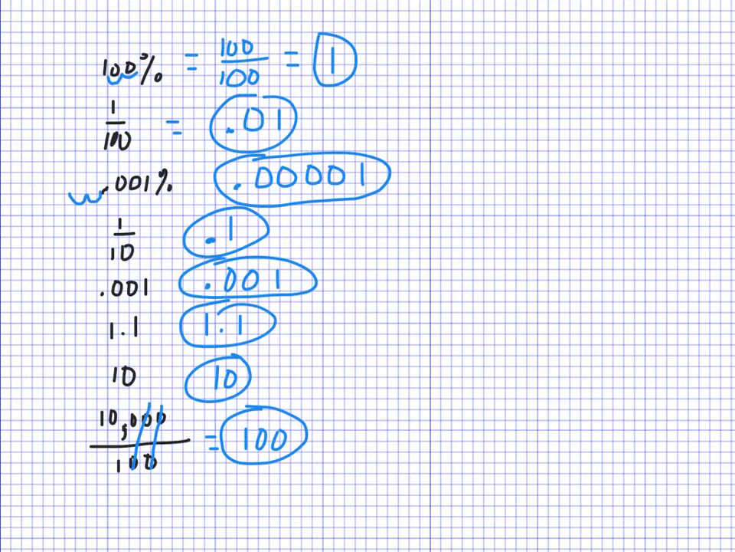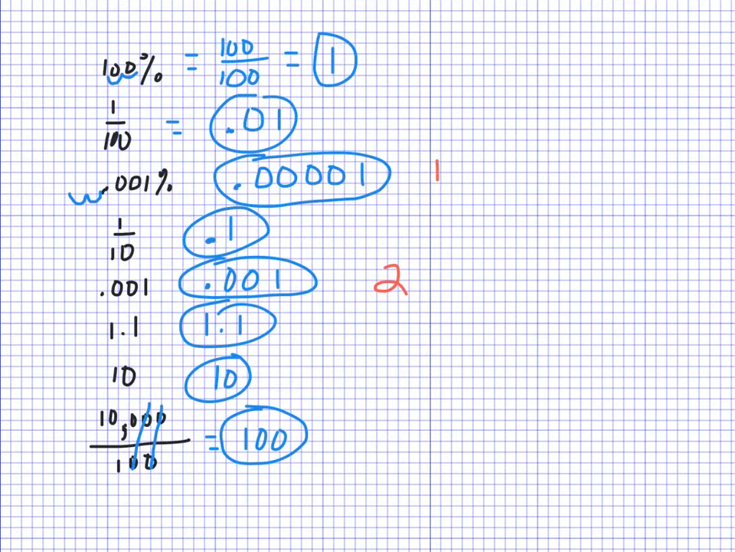So this is the 0.001%. We would have tenths, hundredths, thousandths, ten-thousandths, hundred-thousandths. So that I'm going to label as 1. Our next one with the most decimal place values is 0.0001, that's tenths, hundredths, thousandths. So I'm going to label that 2.